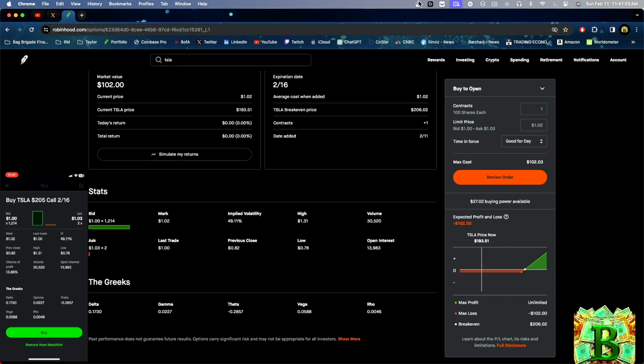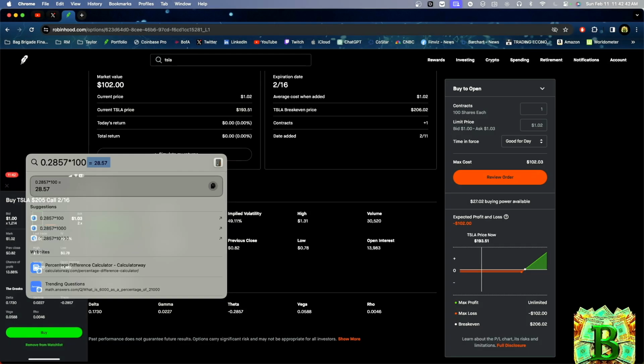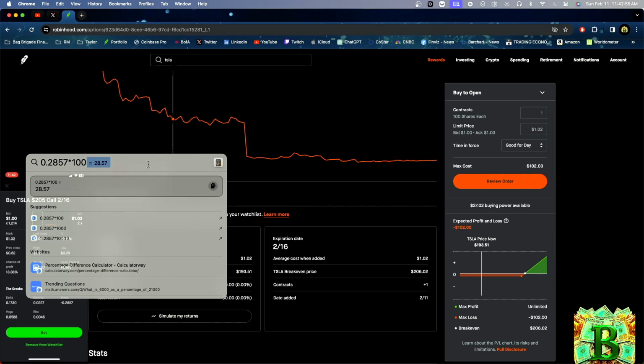But basically, the way you calculate theta: this theta right here is negative 0.22857. So let's multiply it by 100. I'm not going to do the negative, but 0.2857. Okay. And that gives you $28.57 if Tesla literally were to just stay stagnant, not move at all, stay right at its price, right where it is right now at 193, and you're holding on to the 205 call.